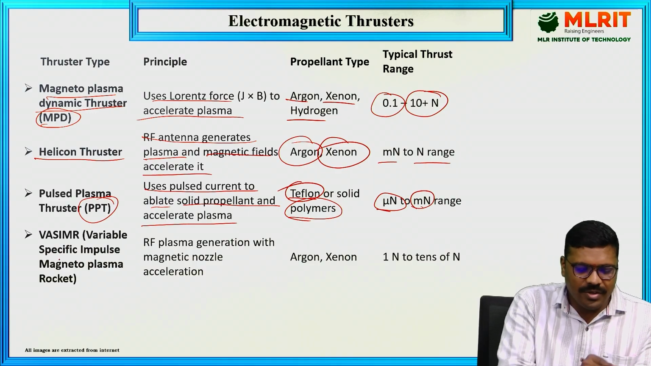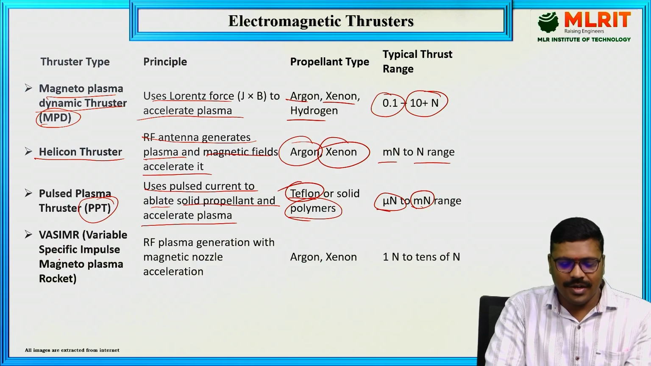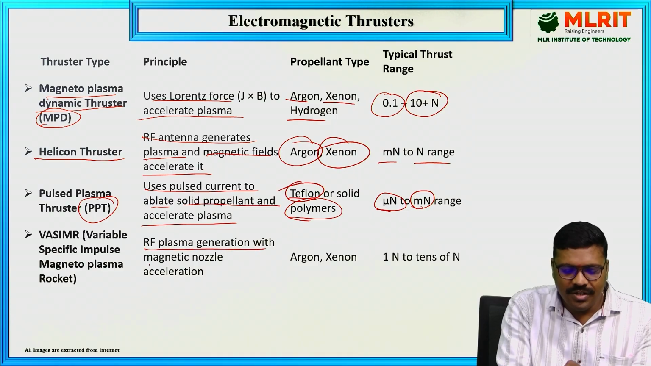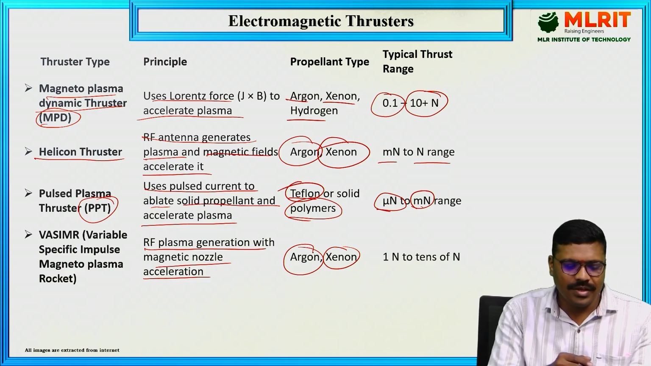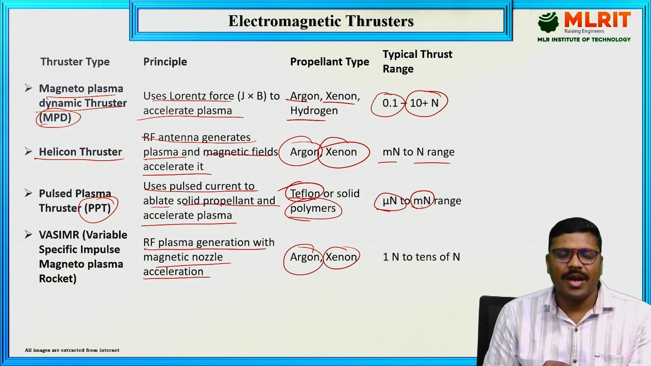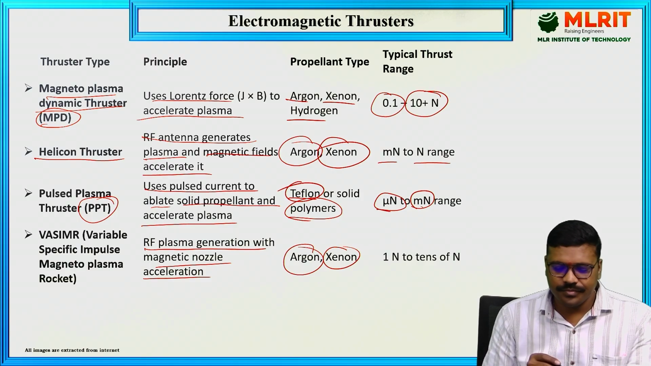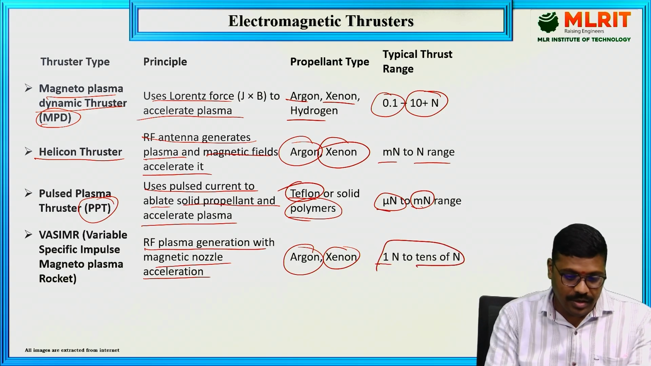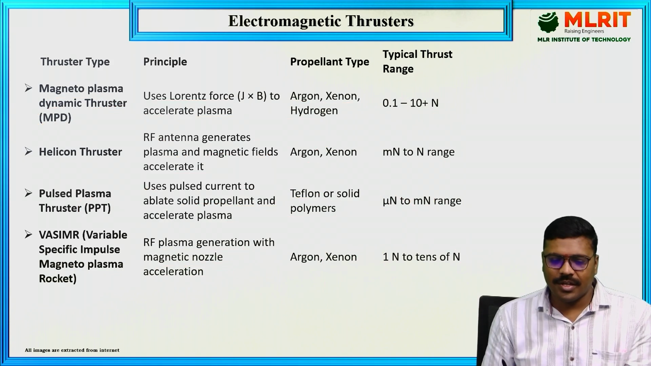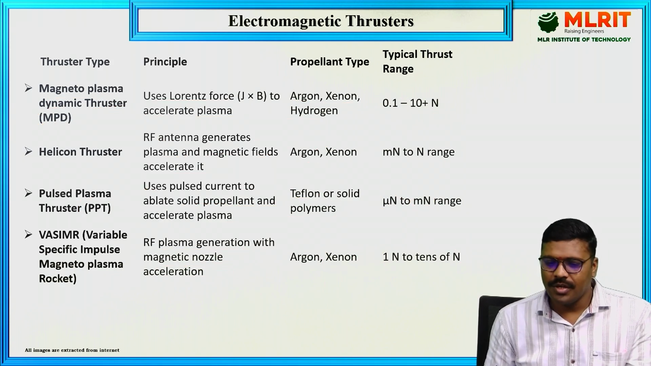Next, variable specific impulse magnetoplasma rockets: RF plasma generation with magnetic nozzle acceleration. We use argon and xenon for these rockets. The thrust is 1 newton to 10 newtons. So this is about the different types of electromagnetic thrusters, a small introduction, the propellants used and the thrust levels.